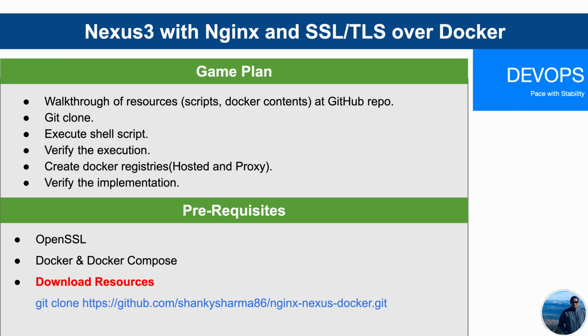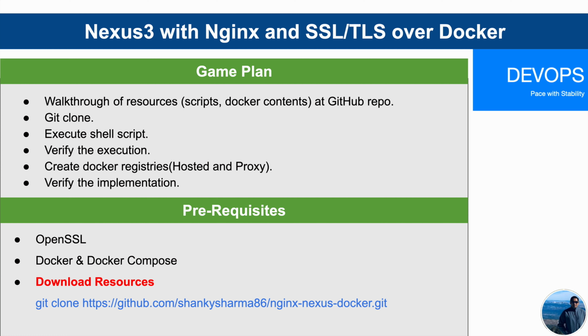The prerequisite for this is OpenSSL. If you are using Mac or Linux, then most likely OpenSSL is already available on your laptop. Then you would also need Docker and Docker Compose installed on your machine, because we will run these containers for Nginx and Nexus 3, and Docker Compose is what we are going to use for the ultimate implementation, so that Nginx and Nexus 3 will work as a service.